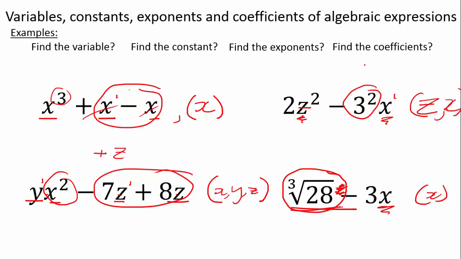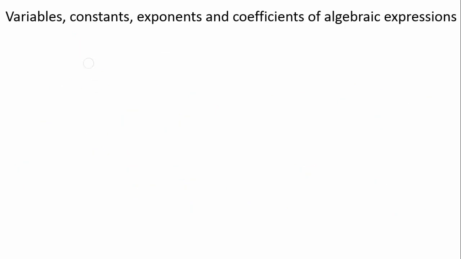And the cube root of 28 is not a coefficient. This is a coefficient here. The 2 is a coefficient. Here's a 1 that is a coefficient. Here's a 1 that is a coefficient. There's an 8 coefficient. It's the number before the variable.